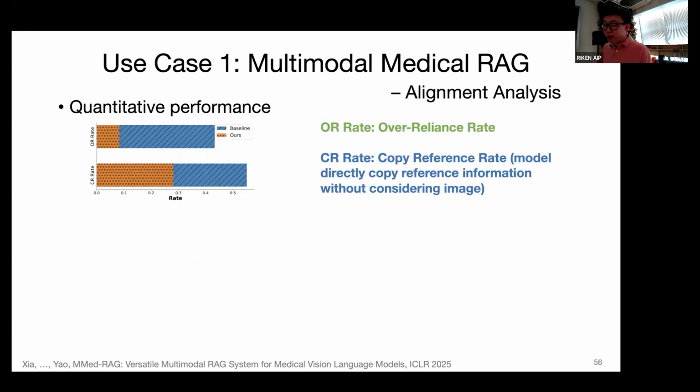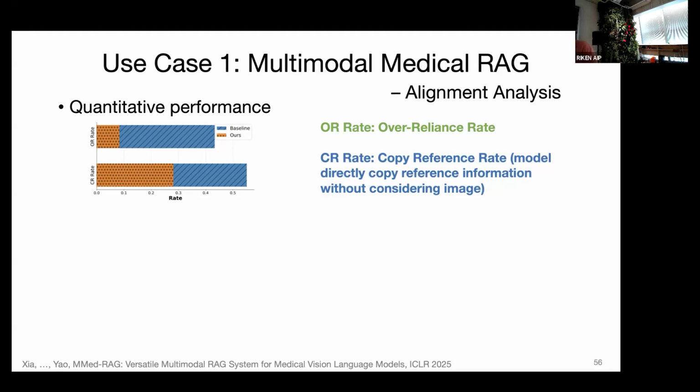Later, we do some simple analysis to see how this kind of RAG-based preference optimization can help the performance and reduce the misalignment issues that we discussed before. So for the first experiment, we define two kinds of rates. The first one is the over-reliance rate. The over-reliance rate means that the original model can answer correctly, but with RAG, it performs worse. It generates an incorrect response.